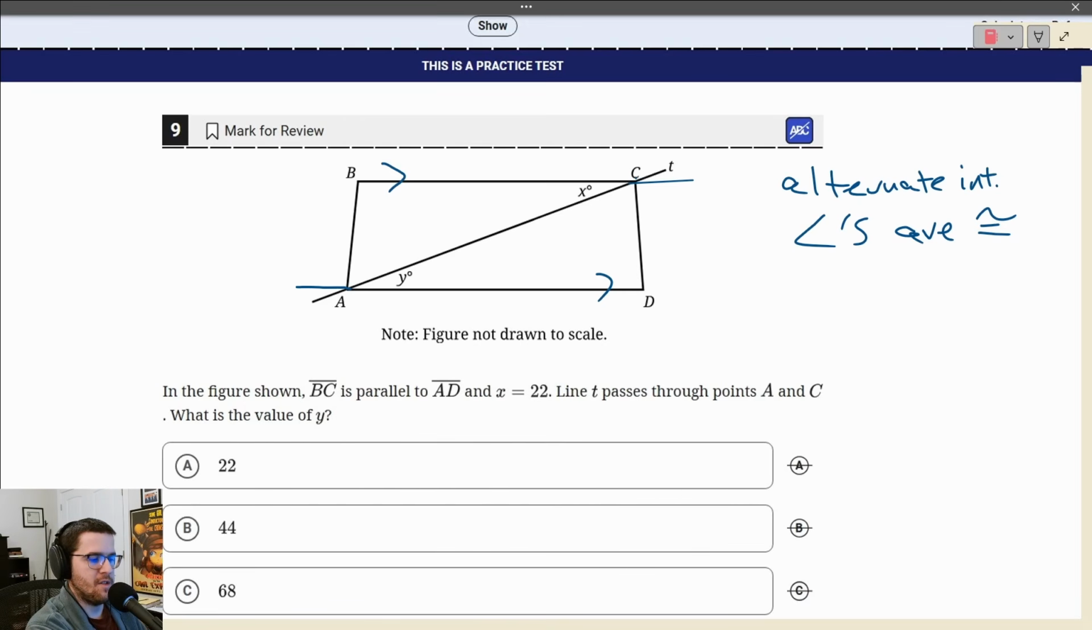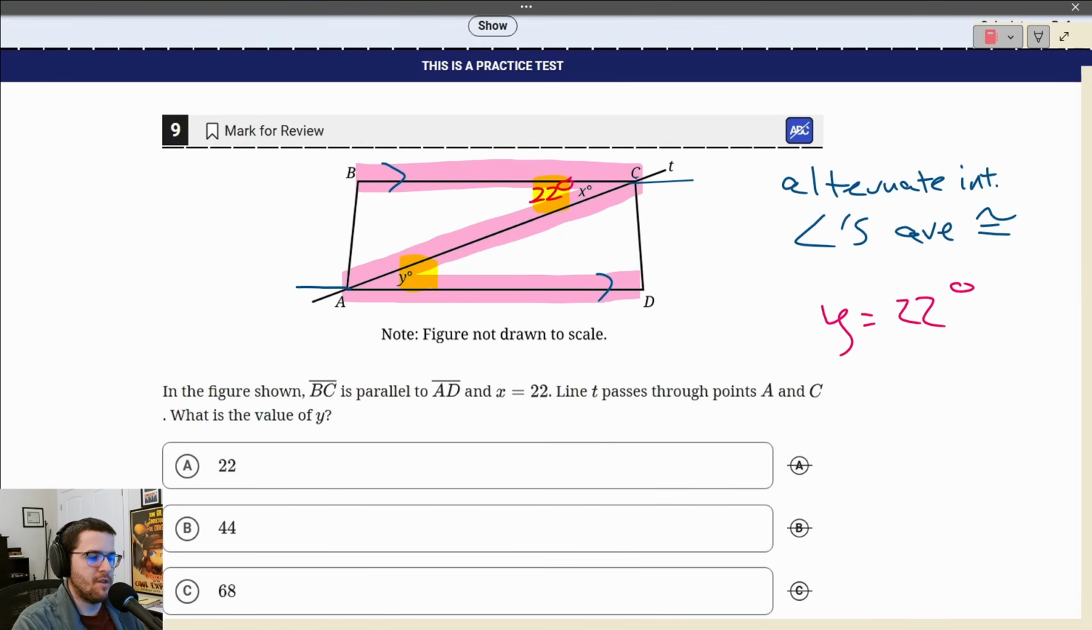So the x is 22 degrees, and the way you spot alternate interior angles is you look at the parallel lines and the transversal, and you draw like a Z, and the angles inside the Z are alternate interior angles. So that one and that one, those are alternate interior angles. So they are equal, they are congruent. So the measure of y must also be 22 degrees. And that gives us A as our answer.